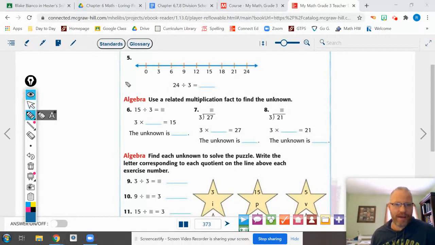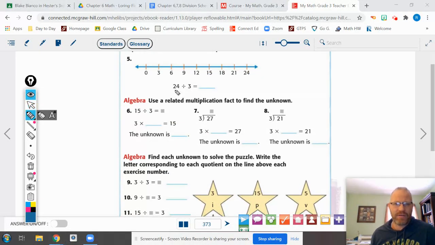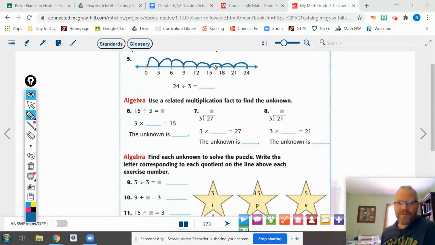Let's take a look. We have number 5. Number 5 says skip count backwards to find the answer of 24 divided by 3. So we skip count backwards, 3, 6, 9, 12, 15, 18, 21, 24. So you notice I counted up by threes because I was skip counting by threes, or you could just say 24 minus 3 is 21, minus 3 is 18. And you could do it that way too. It's really your call, how you feel comfortable.